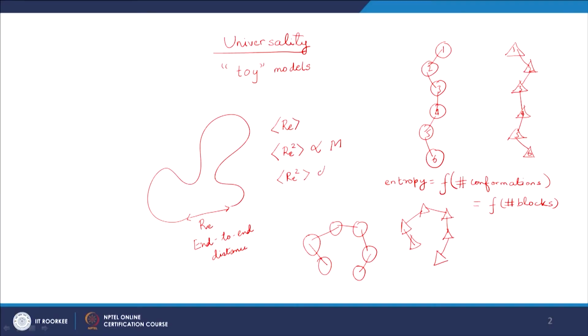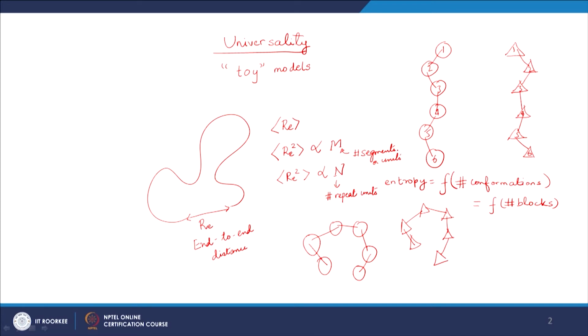Okay, and it turns out that many of the polymer chains indeed show this behavior, where their end-to-end distance squared is found to be proportional to the molecular weight of the chain or the number of repeat units. And m is some number of segments or units in our toy model.